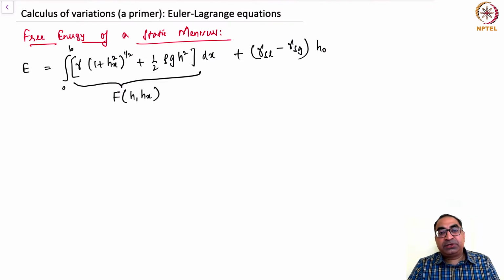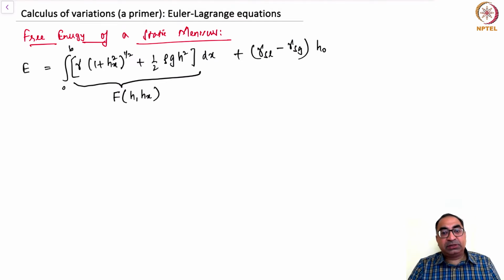But the first two terms in the integrand, where we had to integrate the surface energy and the gravitational potential energy over the length of the meniscus, we had said that this term can be written in a compact form as f of h comma hx, where h is the height of the meniscus and hx is the derivative of this height. Remember that this is a static meniscus. Now, I had also motivated that to study problems like this, where we want to extremize this energy functional, we have to use calculus of variations.